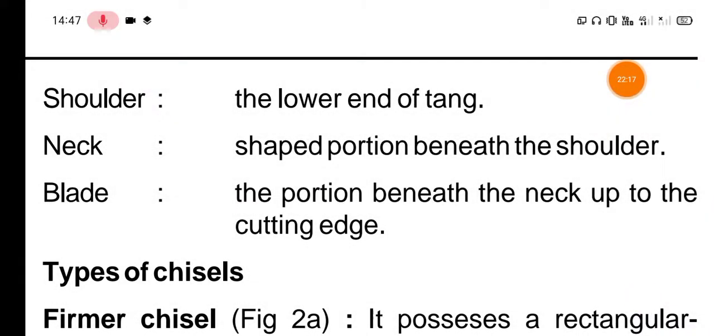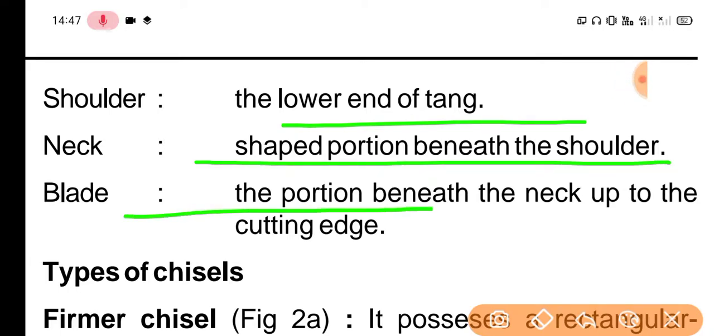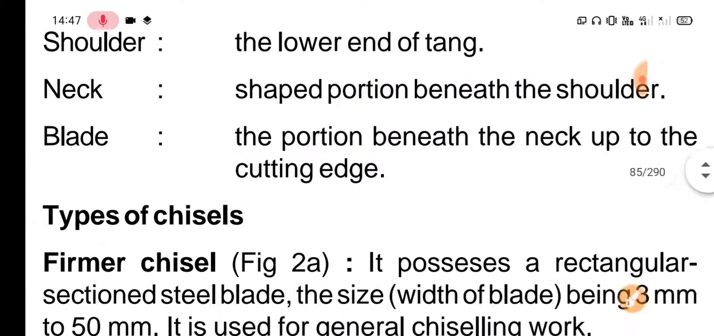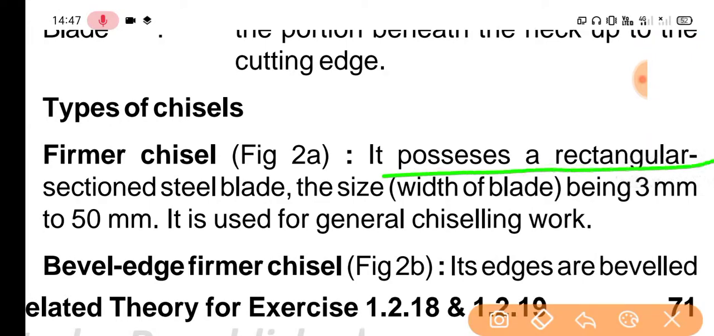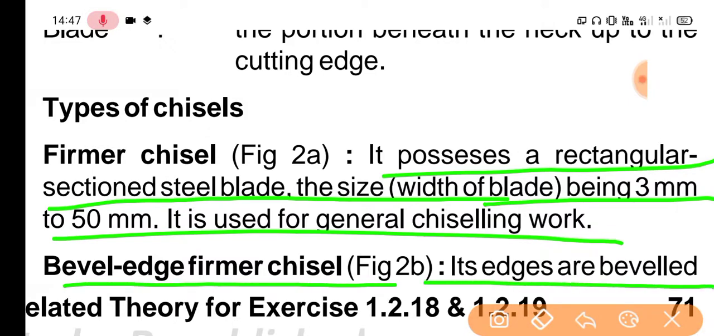Shoulder, the lower end of the tang. Neck, the shaped portion beneath the shoulder. Blade, the portion beneath the neck. Cutting edge. Types of chisel. Firmer chisel: it possesses a rectangular section steel blade, the width of the blade being 3 mm to 50 mm. It is used for general chiseling work. Bevel edge firmer chisel: its edges are beveled.